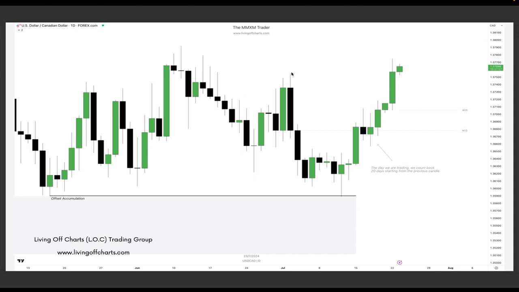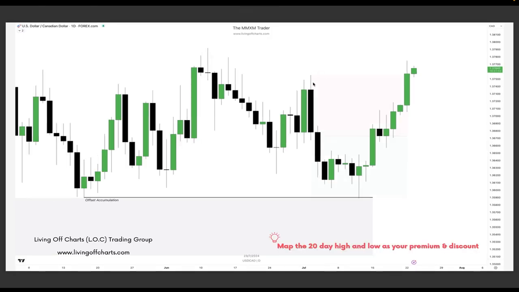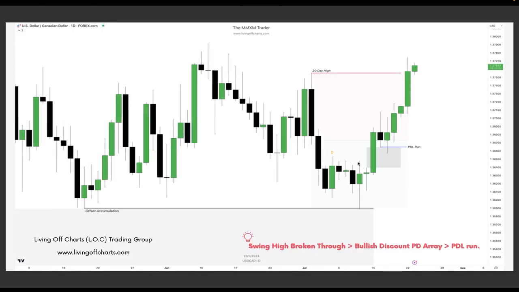That would be right here. And what is the lowest low? That would be right here. That is your premium and discount range as a day trader. So as you can see here, premium, discount, that's the range. Now, going off what I just explained, premium above here, discount below here.